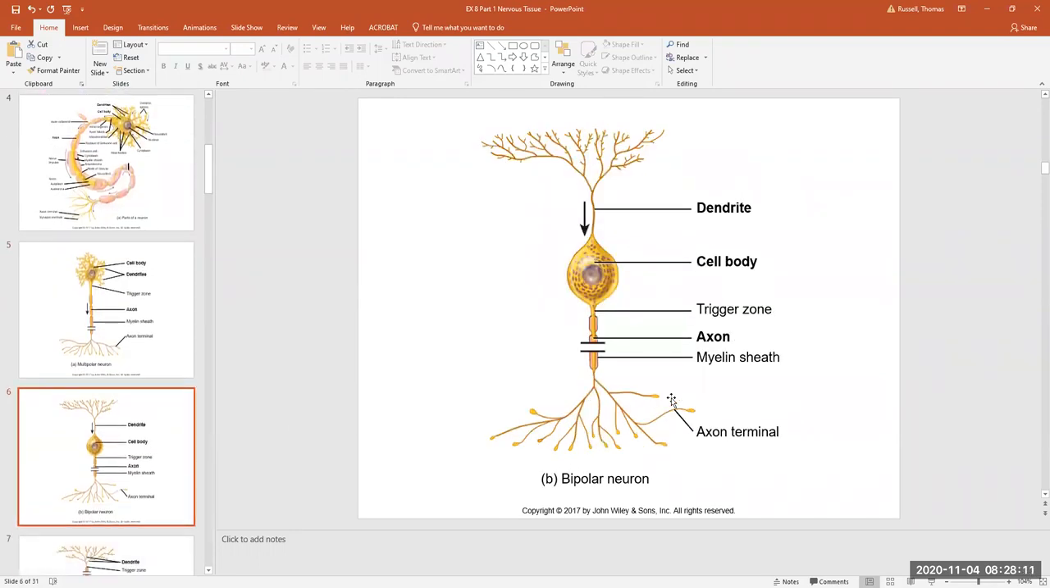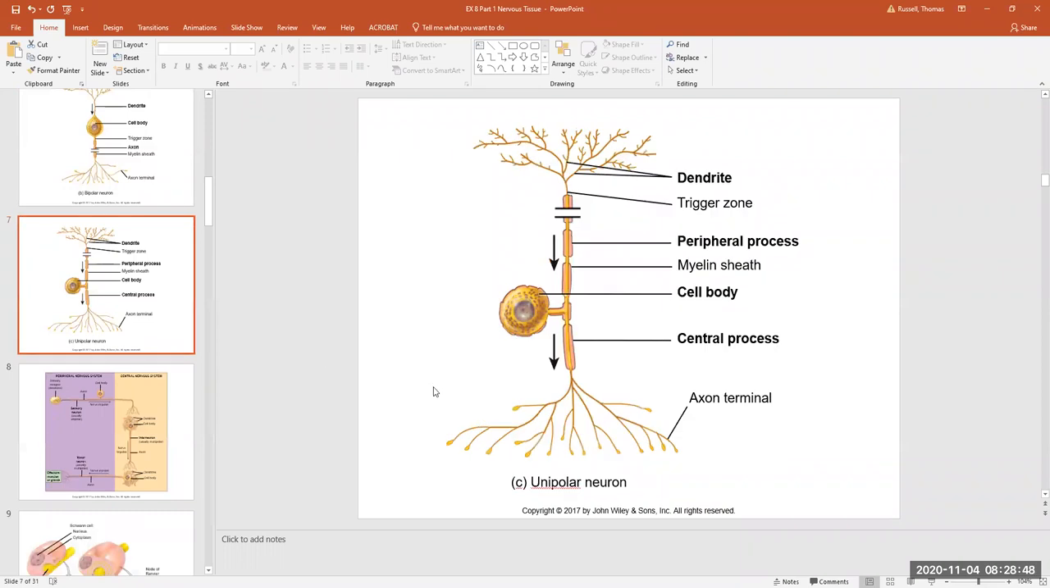Now we do have a rather couple of strange neurons that are found in a couple of places in our body. This is called the bipolar neuron. It's called that because off of the cell body, we just have two extensions. You have a modified dendrite, that one extension, and then that axon that comes off. So we have two extensions. So these bipolar neurons are found like in the retina of our eye and in our olfaction pathway, which we'll be getting into in a couple of weeks.